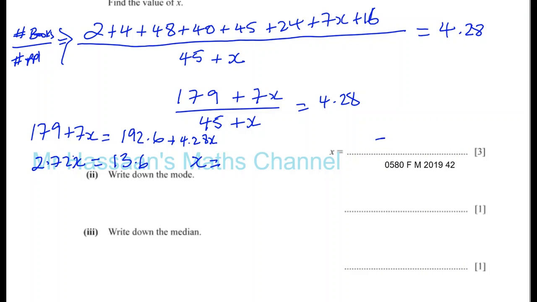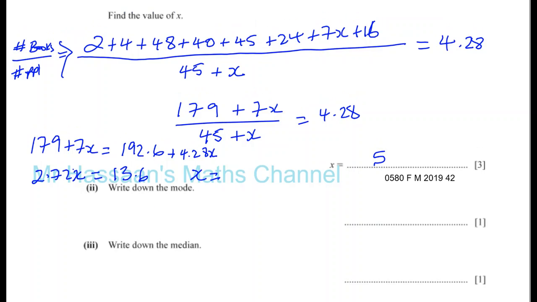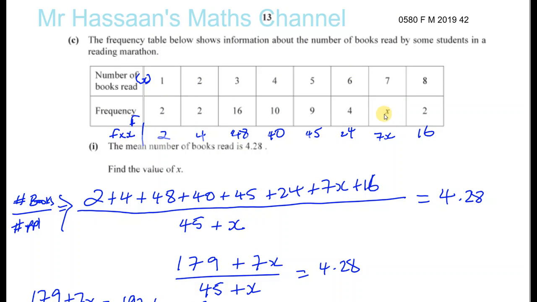It has to be a whole number because otherwise you can't have a number of people that is not an integer. It has to be an integer, a positive integer. Okay, so then it says write down the mode.